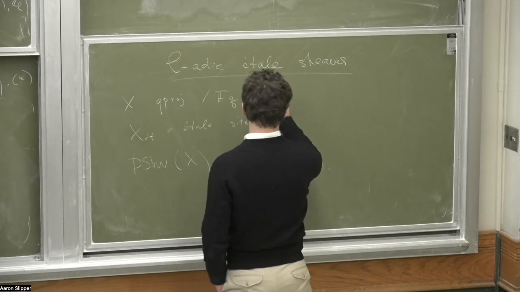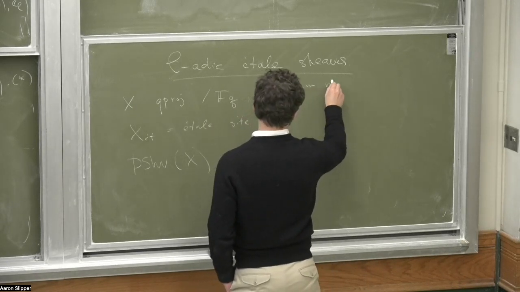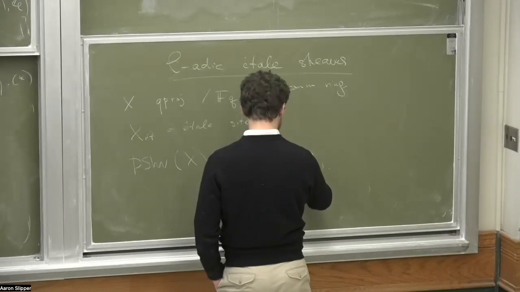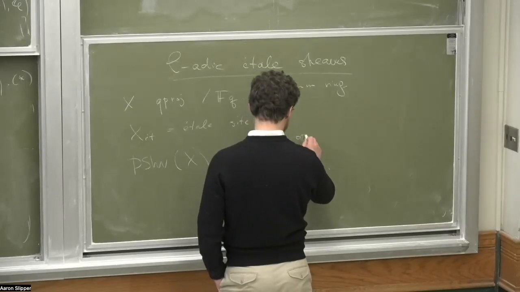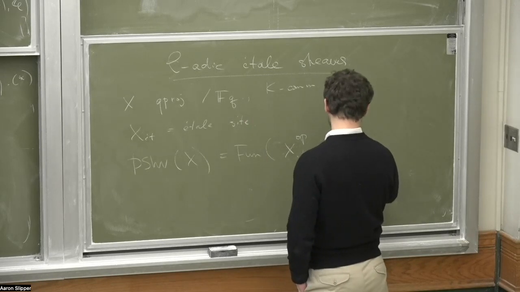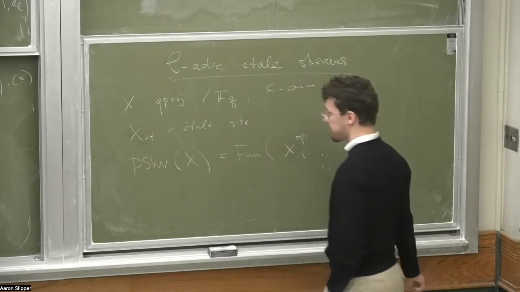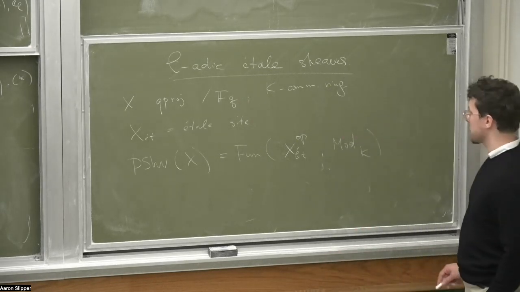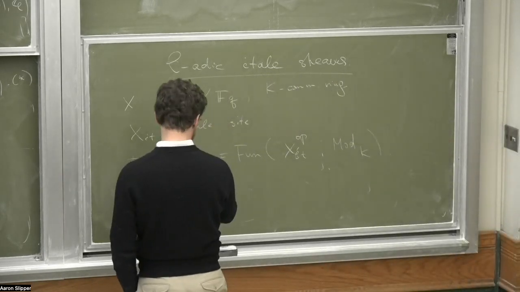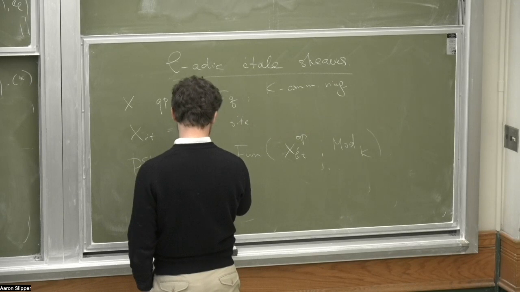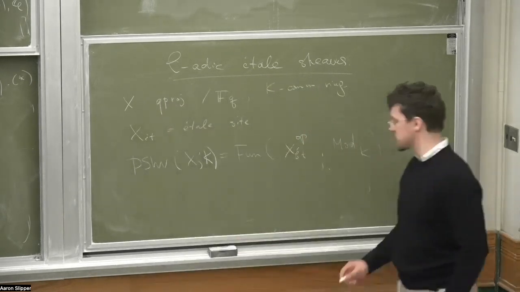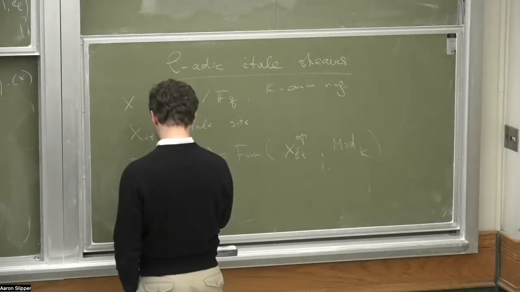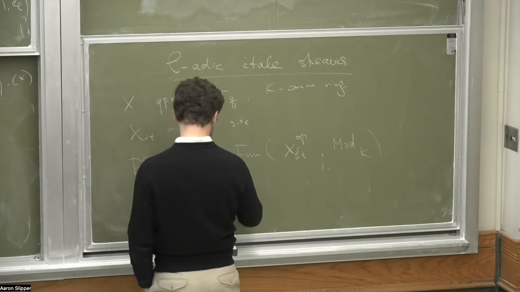So there is some category of sheaves on X. Now inside this category, maybe I should write Shv(X, Λ) to emphasize the coefficient ring, I have the full subcategory of étale sheaves.